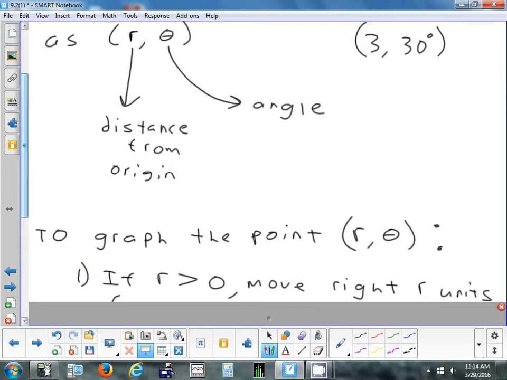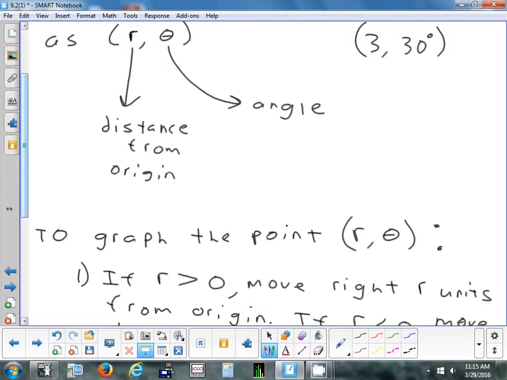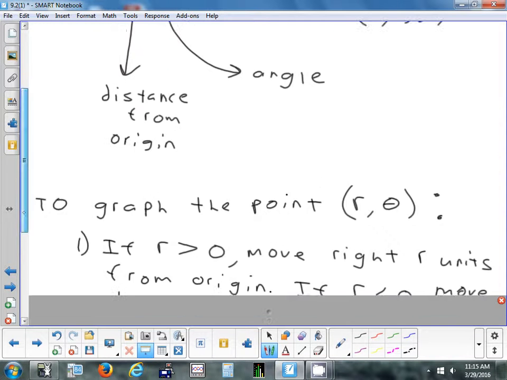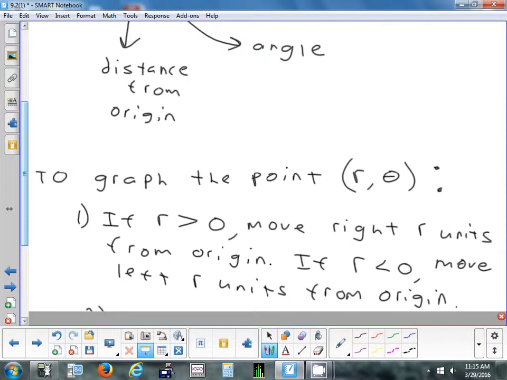So to graph a point, first thing you want to do is look at the r value. If r is positive, okay, you move from the origin to the right. Okay, how many units right? Well, depends on what the radius is. Okay, move however many units r is from the origin to the right. So it's kind of like the same thing you do with the x-axis. Now, if r is negative, okay, what you're going to do is start at the origin, and you're going to move left however many units r is.